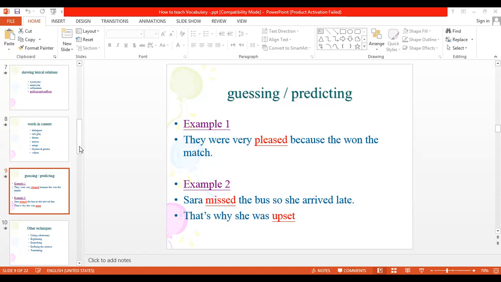Like I said, the first sentence, Sarah missed the bus, so she arrived late. So predict what will happen. She was feeling what? She was upset. So upset means what? They say sad. All right. So actually, can we apply this with young students or high school students, or both?